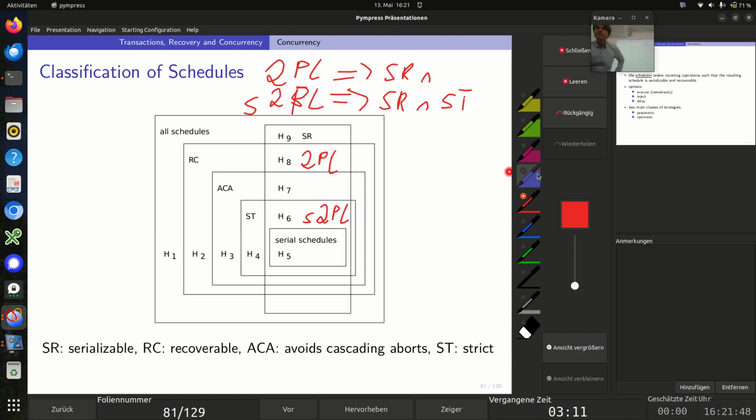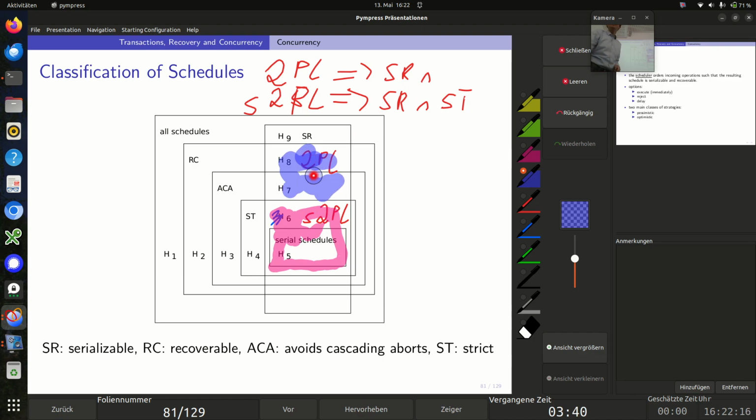So this part, no, it's not. So all the strict 2PL are within 2PL. Strict 2PL ensures strictness and serializability, and the normal two-phase locking ensures recoverability at least.